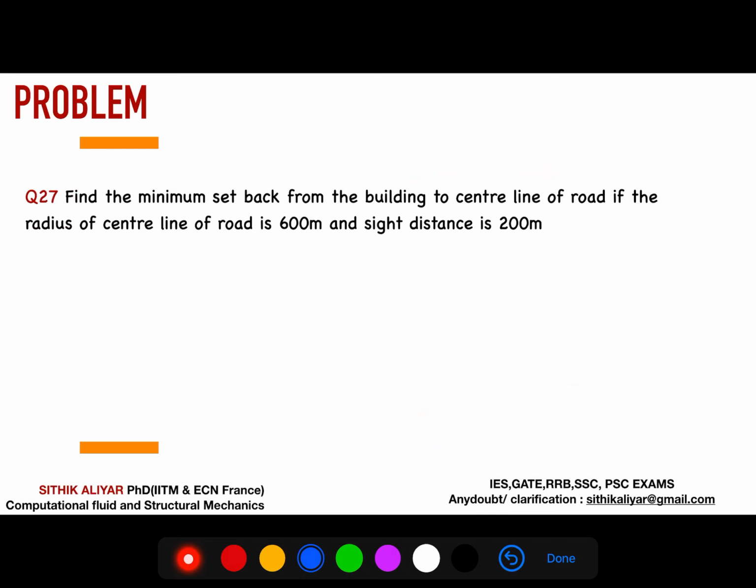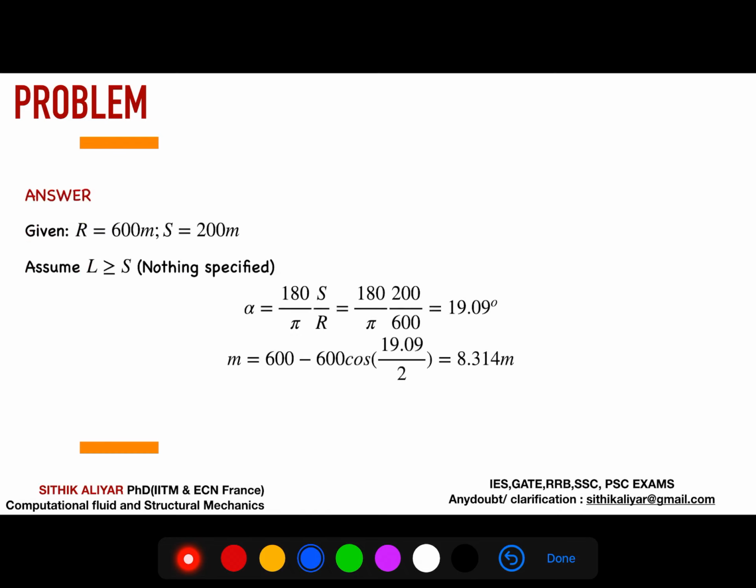Okay. So the next question, find the minimum setback from the building to the center line of the road. If the radius of the center line of the road is 600 meter and the side distance is given as 200 meter. So radius is 600 and side distance is 200, and they are asking from the center line of the road. Since nothing is specified related to length, we will always assume the length of the curve is greater than or equal to s. So step 1, obviously you have to find your alpha value.